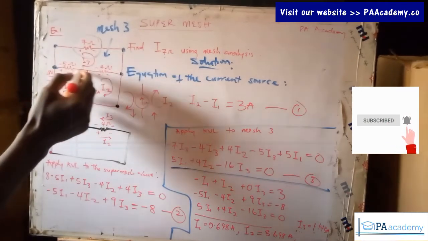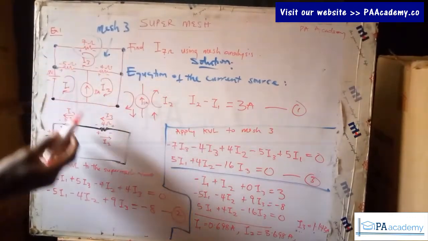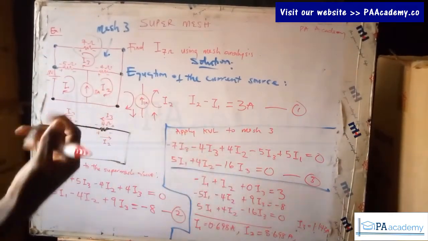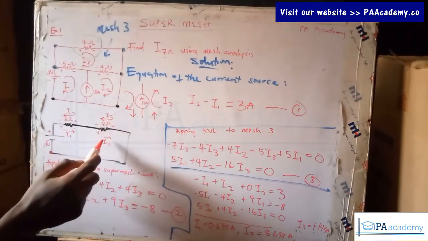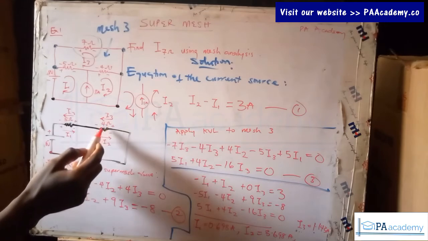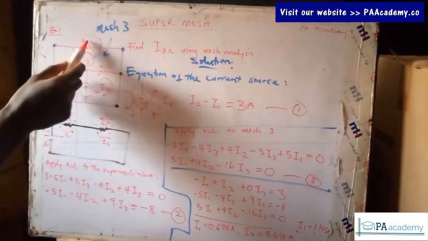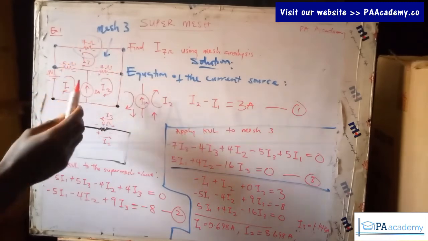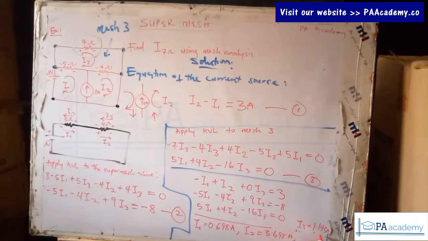You can see when we pick the current direction, only I3 is flowing, compared to this 4 ohm resistor where we have 2 currents flowing through it. If you look at this mesh circuit, we have I2 and I3 flowing through the 4 ohm resistor. We have I1 and I3 flowing through the 5 ohm resistor. But for the 7 ohm resistor, we only have I3 flowing. So that means the value we got for I3, which is 1.143, is the current that is flowing through the 7 ohm resistor. So you can just note it down.